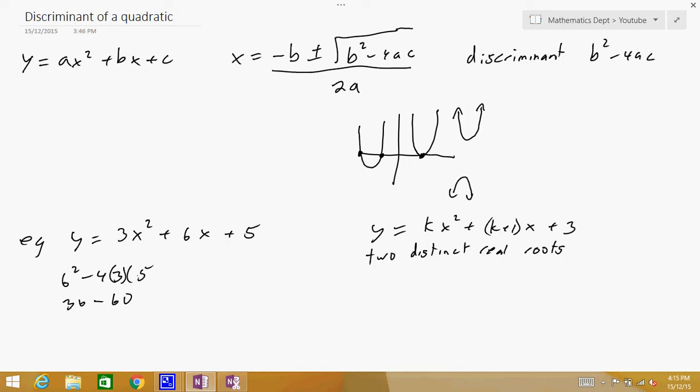Typical questions you'll see from IB is, suppose you have y equals kx squared plus (k plus 1)x plus 3, and you want to find the value of k when you have two distinct real roots. So what you're going to be doing is b squared, so (k plus 1) squared, minus 4 times a, which is k, times c, which is 3. And you have to find out when this would be greater than 0. When you find out what the k values are that make this greater than 0, you've figured out where there are two distinct real roots. Hope that helps.